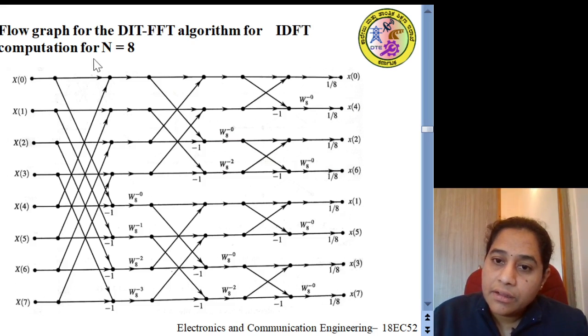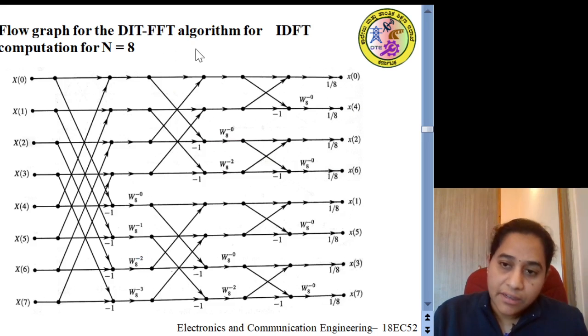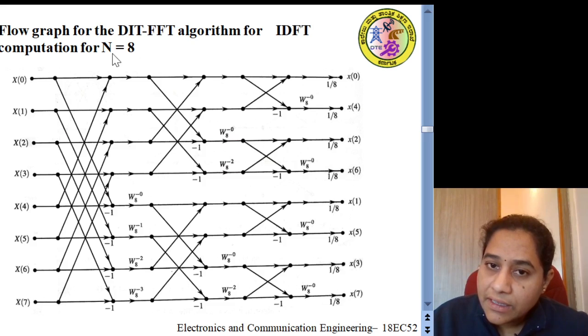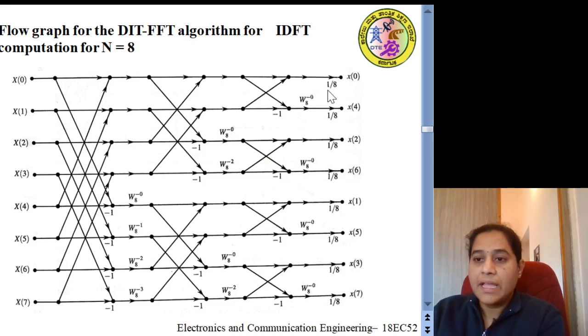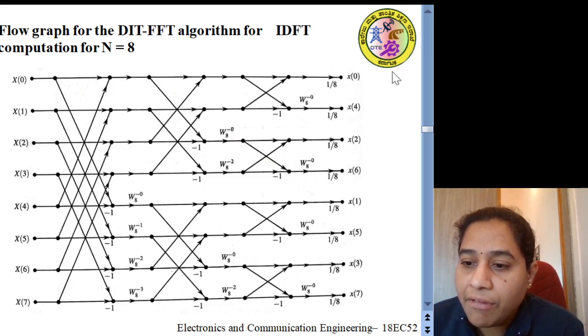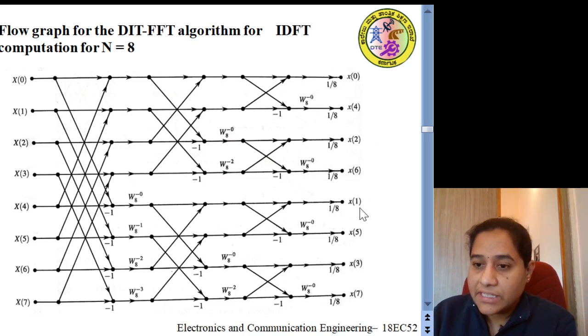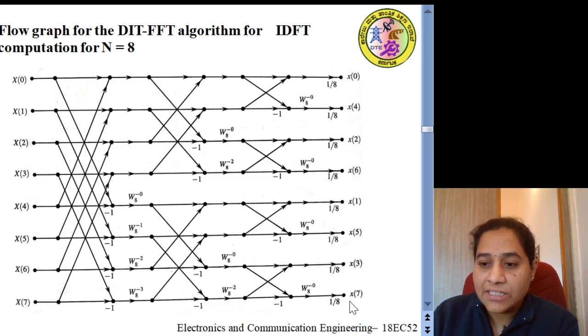The output of the first stage is taken as input to the second stage, and the output of the second stage is taken as input to the third stage. After the last stage, we multiply all the samples by the factor 1 by N. Here the value of N is 8, so we are multiplying by 1 by 8. Here we obtain our output x of n in bit reversal order: x of 0, x of 4, x of 2, x of 6, x of 1, x of 5, x of 3 and x of 7.